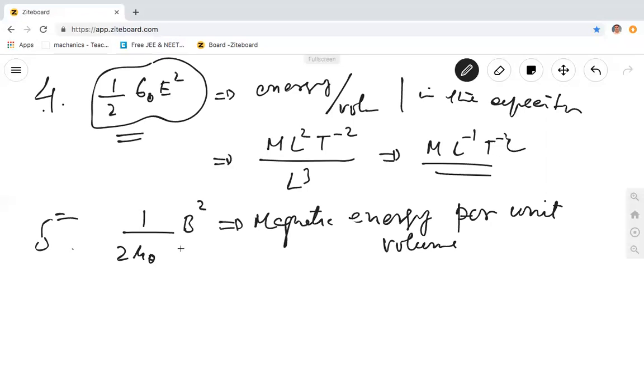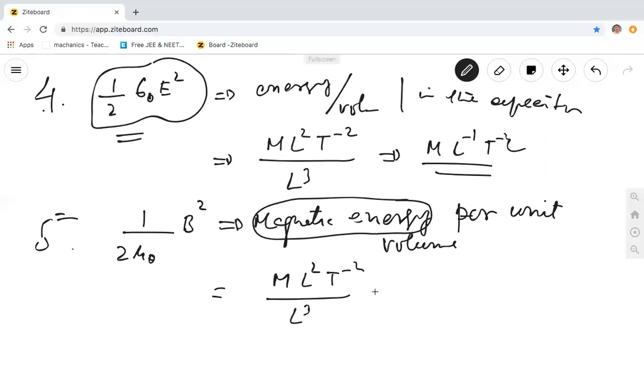But that will be a little lengthy here. And in the meantime, I will solve mu 0 and B separately down the line, and finally you can do it that way also. But presently, let me do it like this. Magnetic energy, any form of energy, has the same dimensions. That's M L2 T minus 2 by volume, per unit volume, that is L cube. Same dimensional formula.